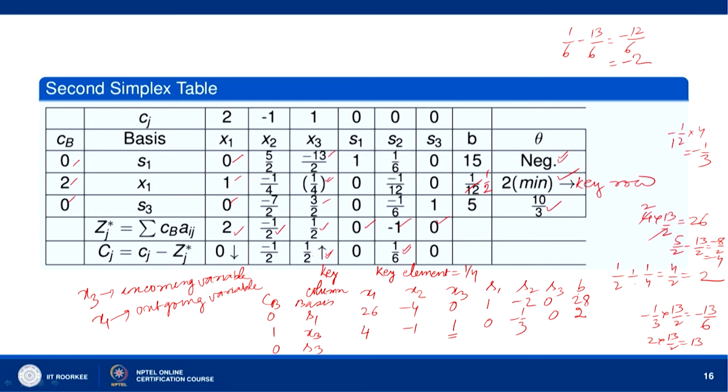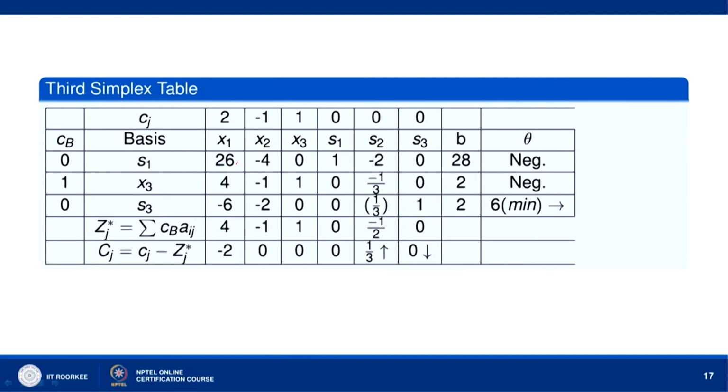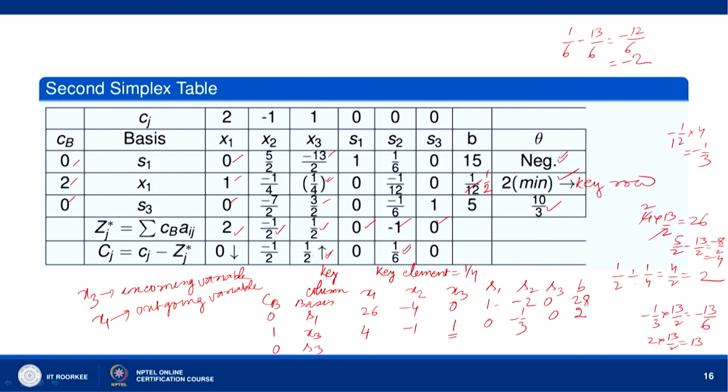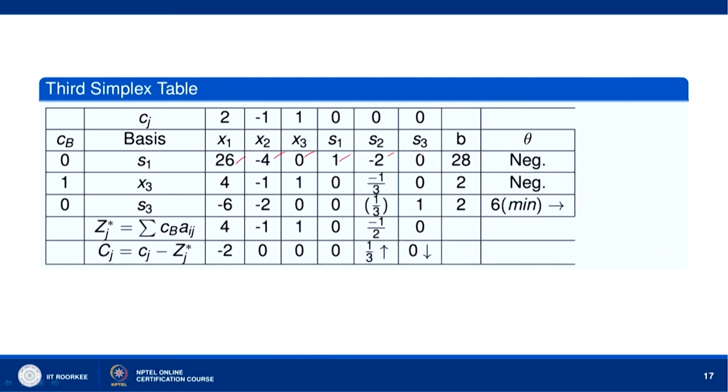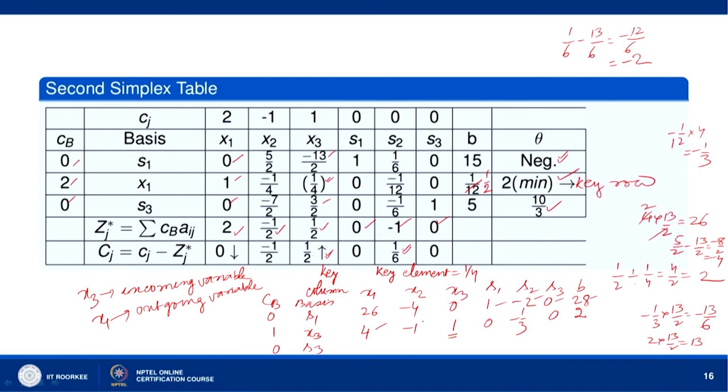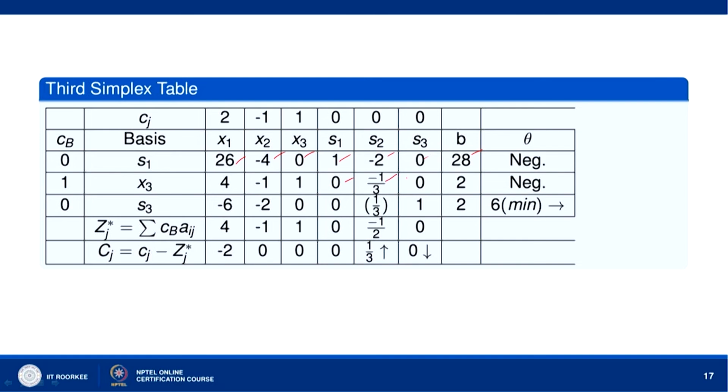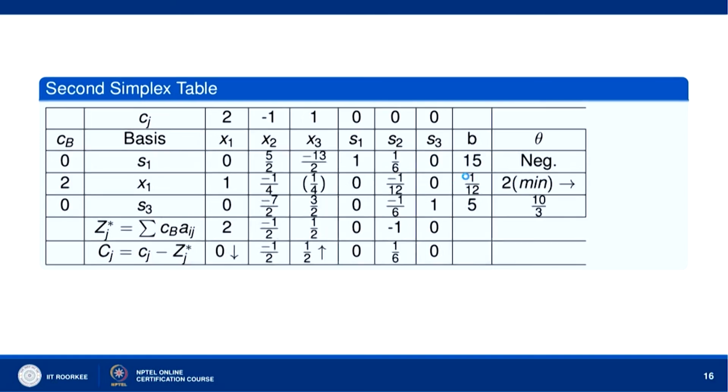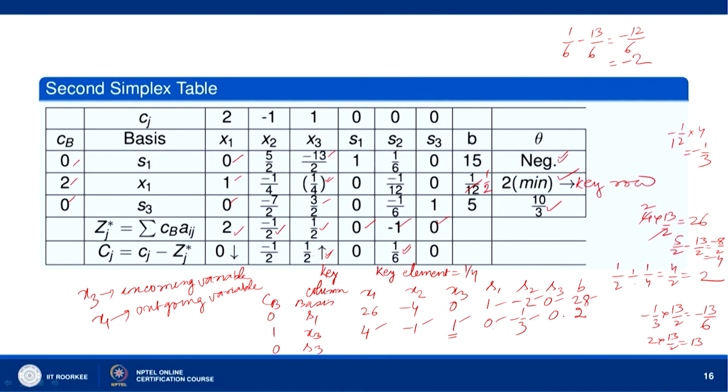Let us see whether these values match. Okay. So, 26, minus 4, 0; 1, minus 2, 0; 28. And then the second row is 4, minus 1, 1; 0, minus 1 by 3, 0, 2. Okay.